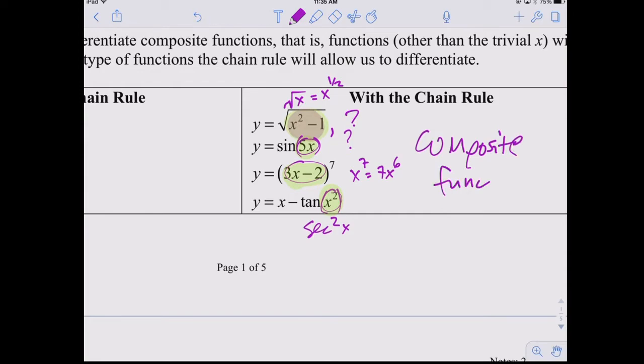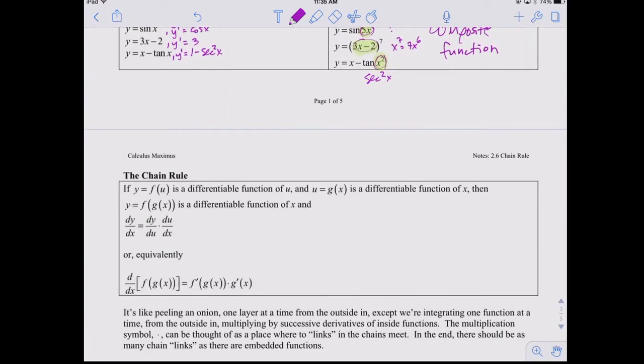They have another function of x inside of them. And that's when the chain rule is useful. It's useful for unpacking these composite functions one layer at a time. The nesting dolls, one layer at a time. All right, so here's the chain rule.